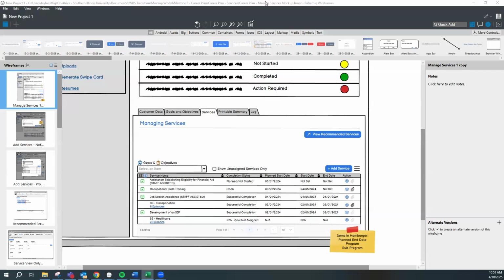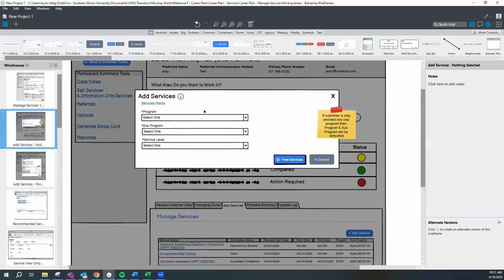Okay, so when you are ready to add services to a career plan, you're going to click this add service button, and it's going to pull up a modal to add services. This modal is going to have an info bubble here that explains how to add services to a career plan. There's going to be a direct link to the services matrix, so you can quickly pull that up if you need to look at that in more detail. And then you're going to select your program, your subprogram, and your service level.